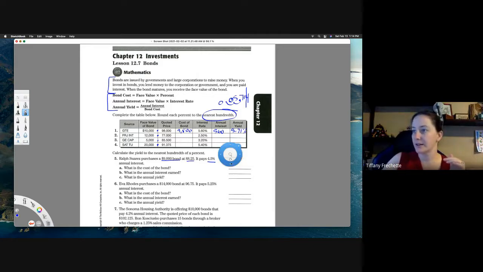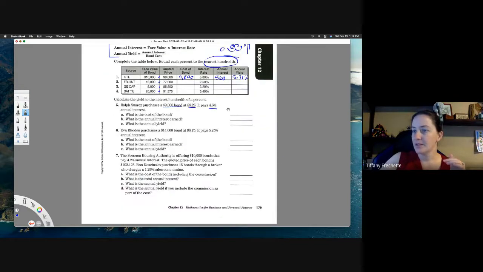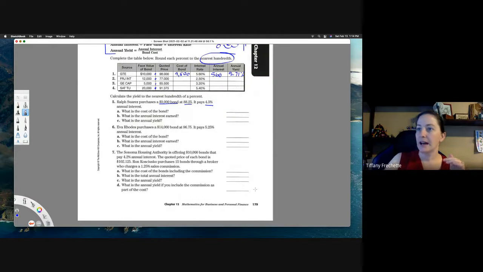So let me scooch down there. So we have the Simona Housing Authority is offering $10,000 bonds that pay 4.2% annual interest. The quoted price of each bond is 102.125. So this actually means that you're getting more. And they put the dollar sign in front of this one. So again, hopefully that's not going to be confusing. Think of it like that percentage. So you'd move the decimal over 2 times.